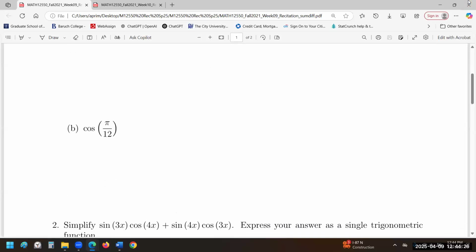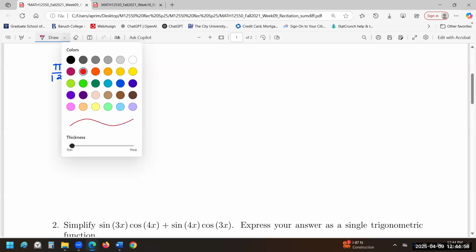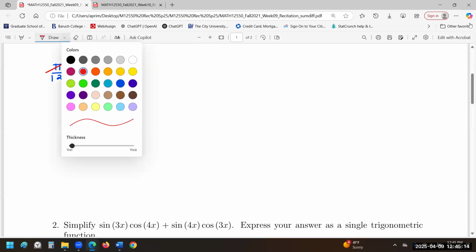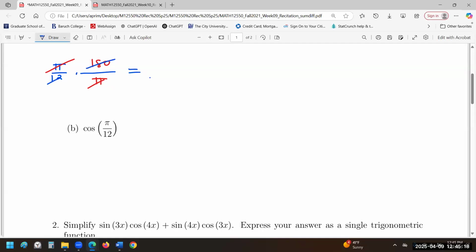Unfortunately, I don't know what pi over 12 is. What degree is it? In my case, I always have to convert the radians into degrees to figure out what angle we have. So I'm going to convert pi over 12 into degrees. I don't want the radian, so put the radian in the denominator and 180 in the numerator. I'm multiplying by the conversion factor so that I can cancel these. 12 goes into 180 15 times, right? 12 times 15 is 180.